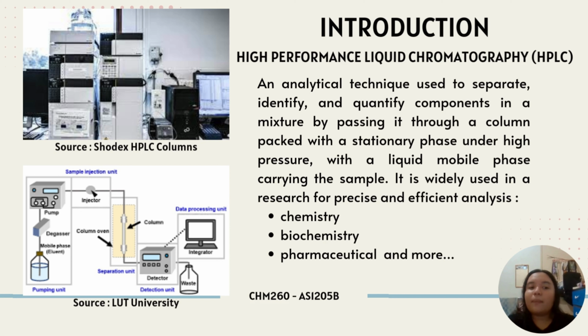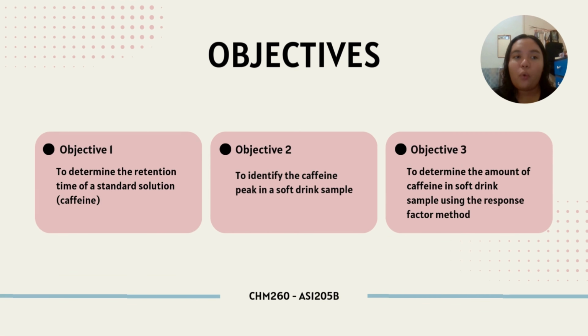The figure shows a bit of an impression of how HPLC works overall and what it looks like. Let's move on to the objective. What is the objective for this experiment? The first objective is to determine the retention time of a standard solution, which is caffeine. Second, it is to identify the caffeine peak in a soft drink sample. And lastly, it is to determine the amount of caffeine in a soft drink sample using a response factor method.